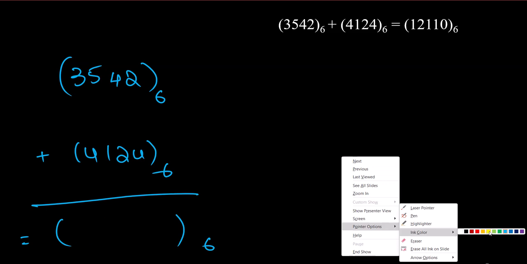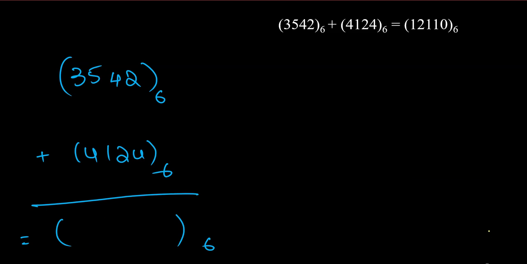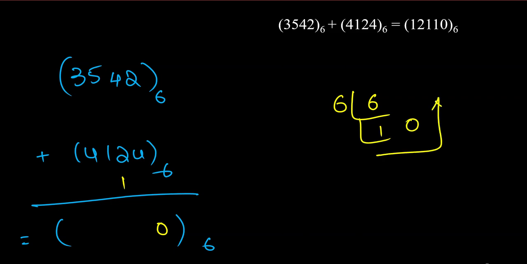Basics means the values allowed are from 0 to 5. What is 2 plus 4? 6. Can I write 6? 6 is not allowed. What do you have to do now? 6 should be written as 1 0. Why, sir? 6 divided by 6 gives 1, remainder 0. So 6 is written as 1 0, and 7 is 1 1, because you are not allowed to use 7 or 8.